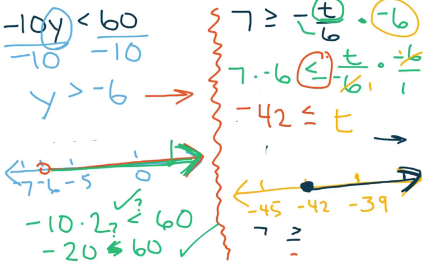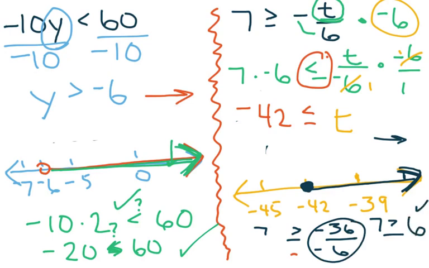Do you agree? So -36 divided by the -6, right? Because it was still a negative in there. Don't you agree? Yep. And so let's see. 7 is greater than or equal to, and if I do that problem in there, I end up with +6. And so this is true. It is correct. Got it?